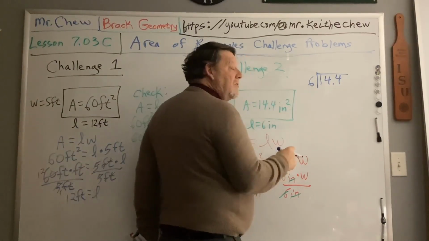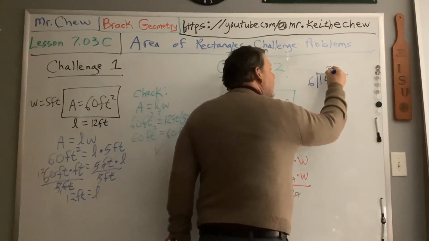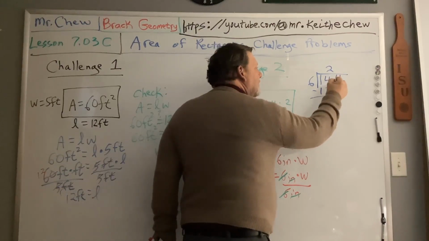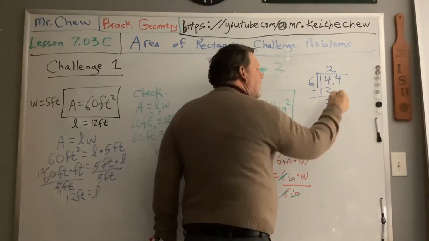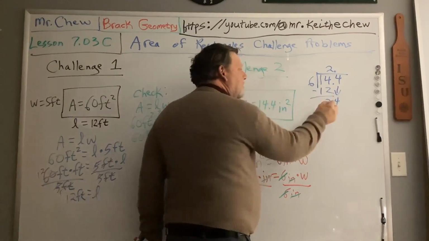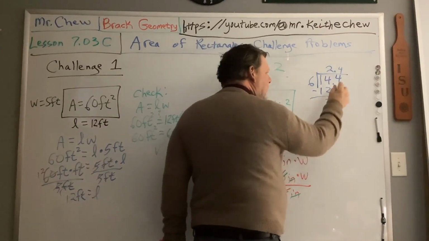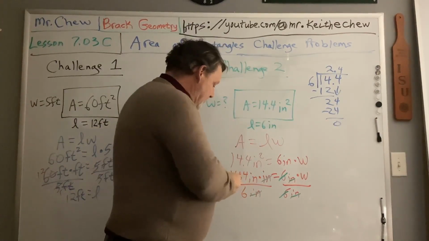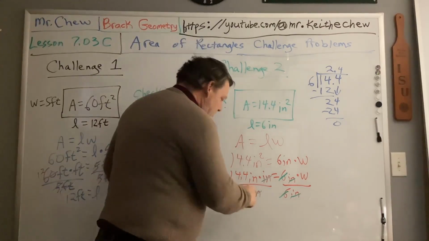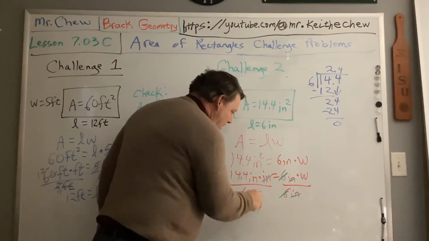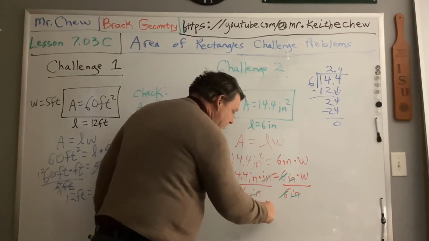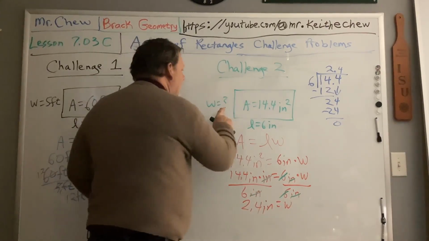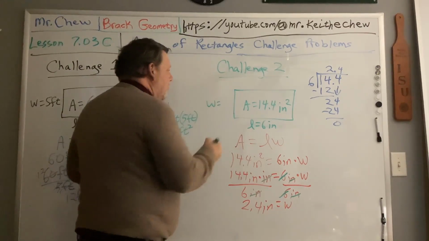6 cannot divide into 1, but it can divide into 14 2 times. 2 times 6 is 12. I subtract that. I have to put the decimal up in line. I bring the 4 down. 6 goes into 24. 4 times 6 is 24. And when I get to 0, it means it terminated. So my answer is 2.4. The only thing that didn't cancel out was inches, and that equals my width. So I can come back up here, and I can put it in here, 2.4 inches.